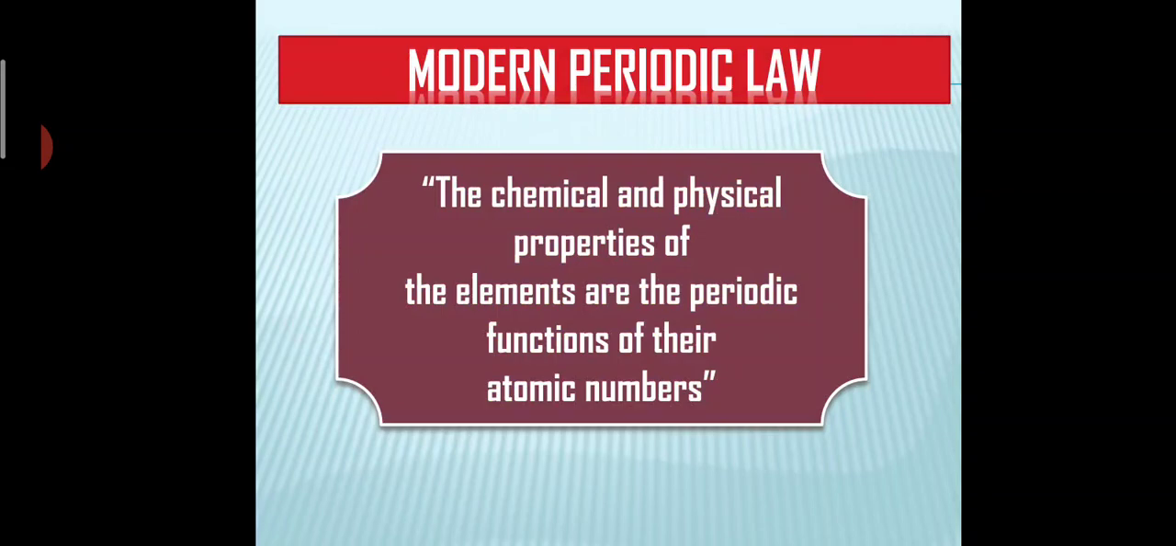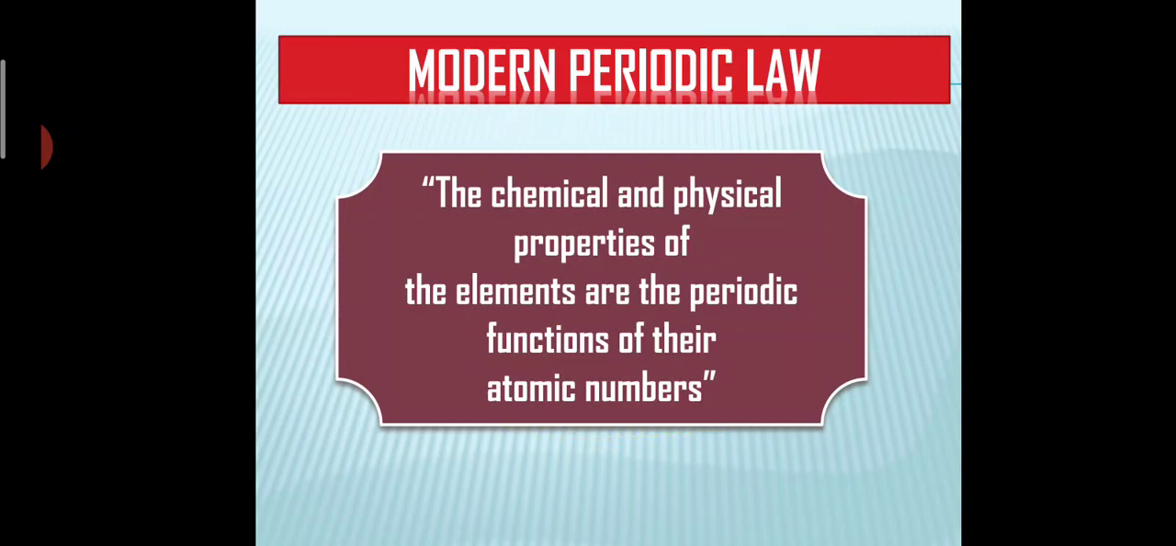Now let's see what is this modern periodic law. The chemical and physical properties of the elements are the periodic functions of their atomic numbers. He just changed the law of periodicity which was given by Mendeleev. In Mendeleev's law, it was atomic mass. So here he is just changing it to atomic number.